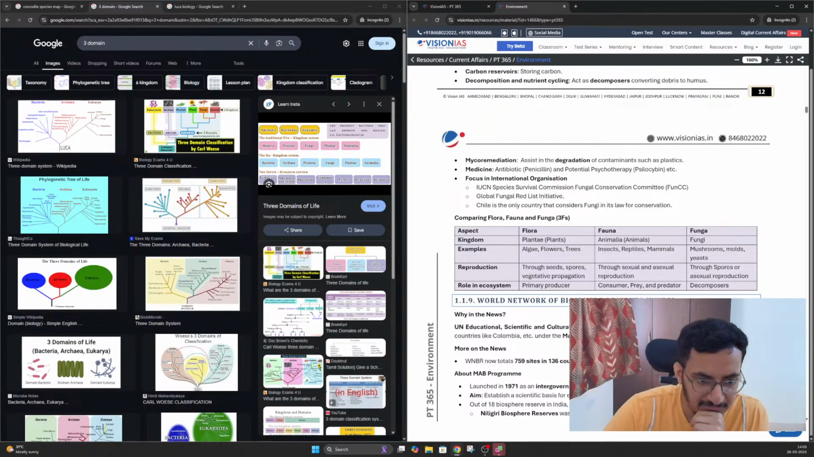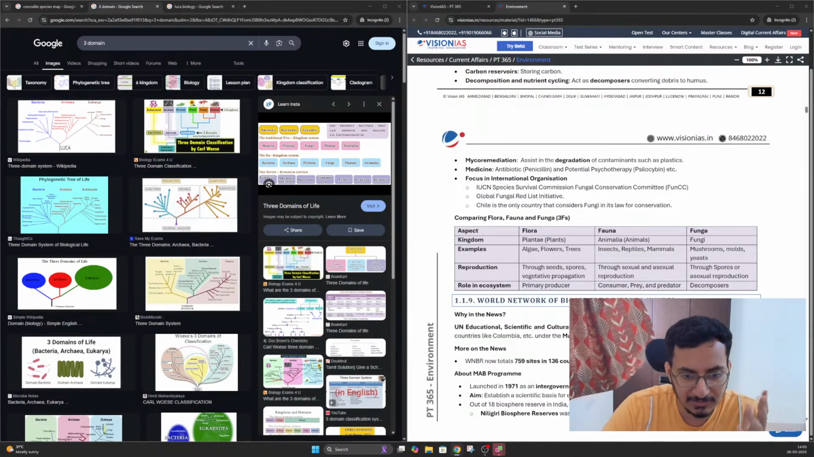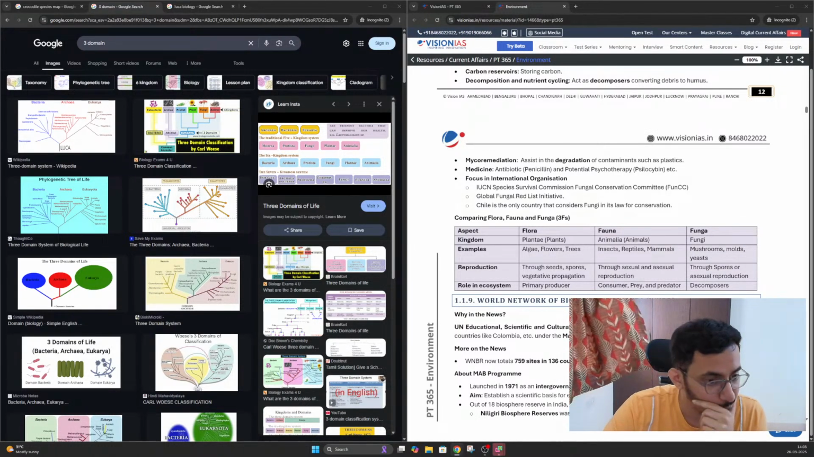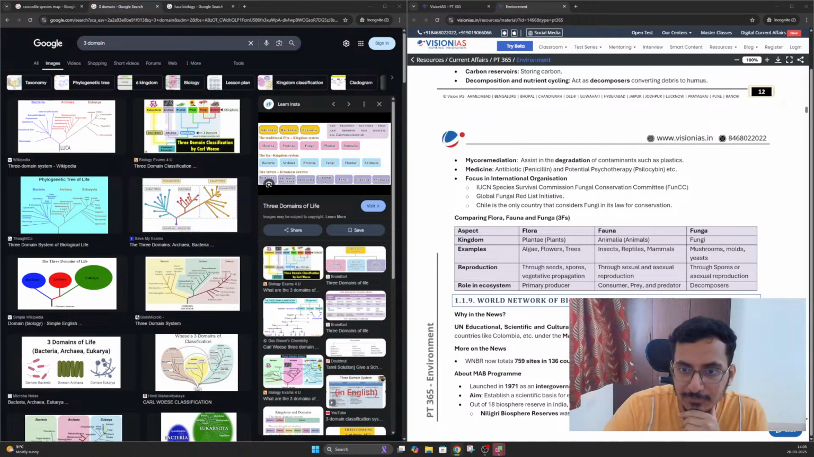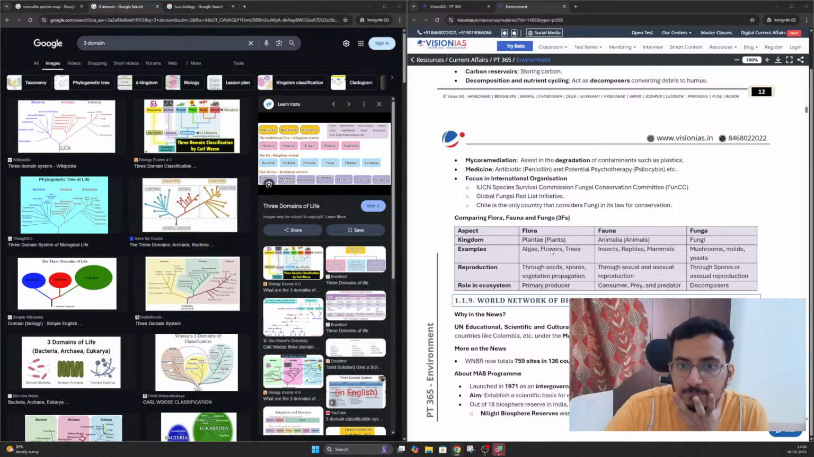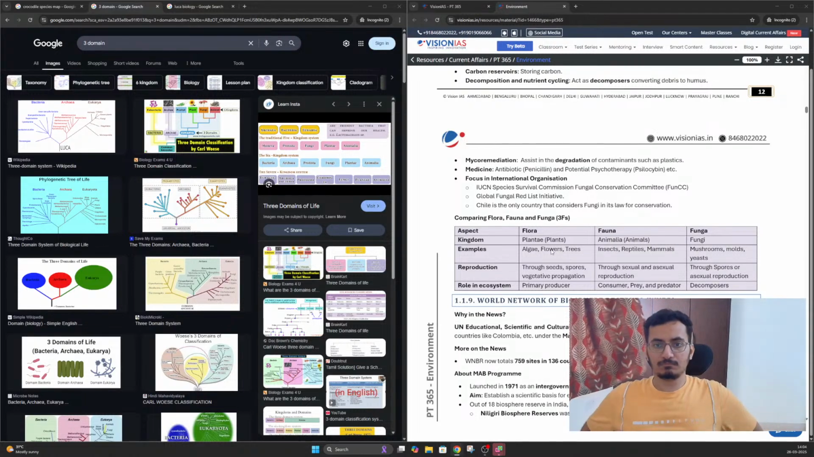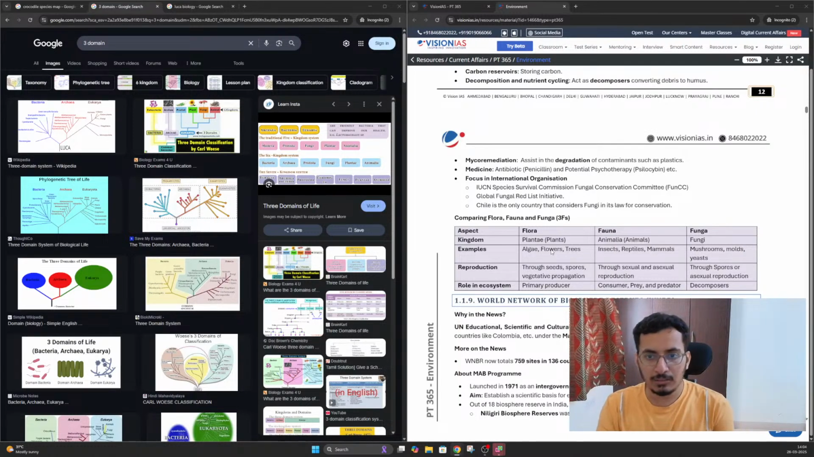Mycoremediation basically refers to using fungi to degrade the contaminants. Even plastics, some plastics can be degraded using fungi. Penicillin is produced by fungi. IUCN Fungal Conservation Committee, Global Fungal Registry.